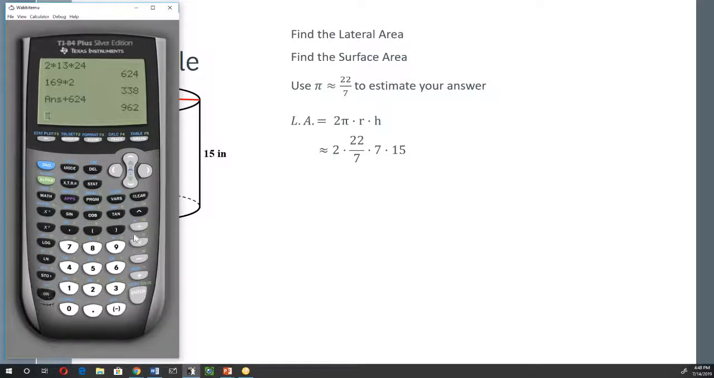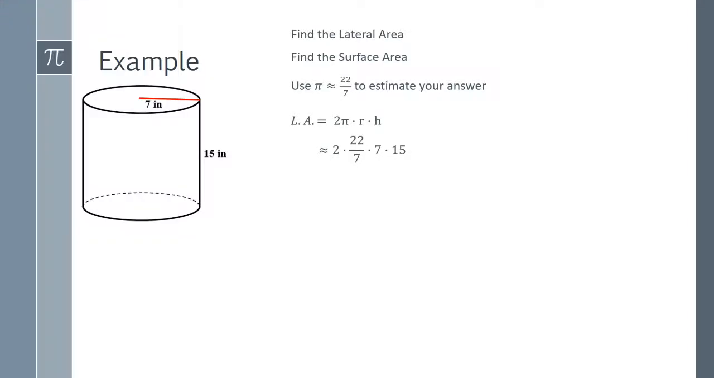You'll bring out that calculator and multiply all this. So we got 2 times 22 times 7 times 15. We're multiplying all the numerators, and that's the only denominator. So that's going to equal that. We're going to divide by 7. And look, we get 660 inches squared for our lateral area.